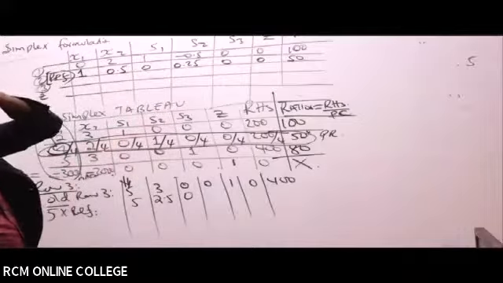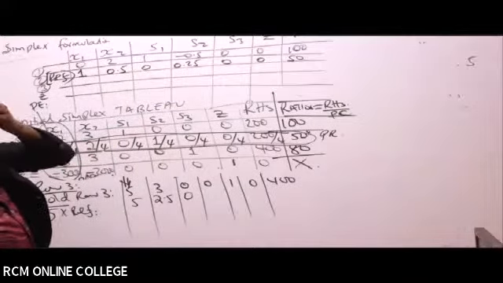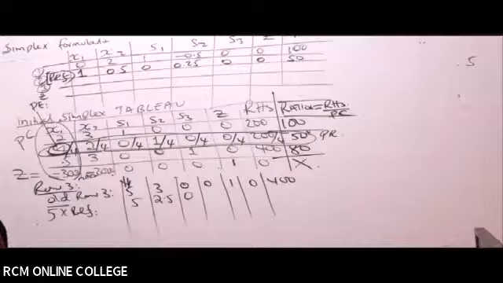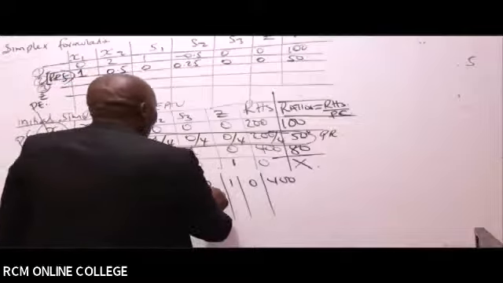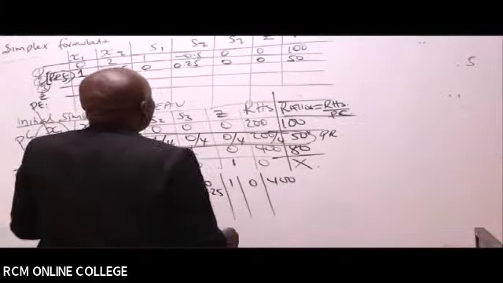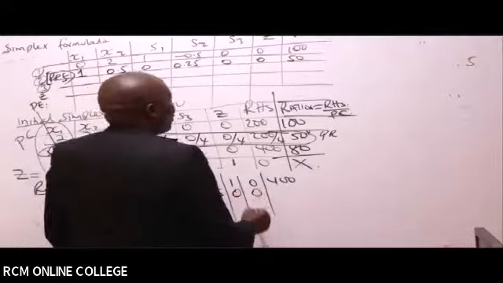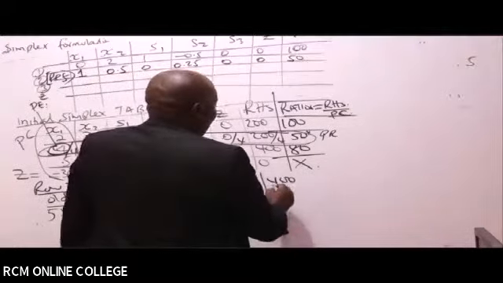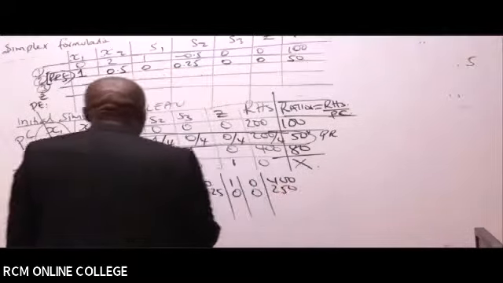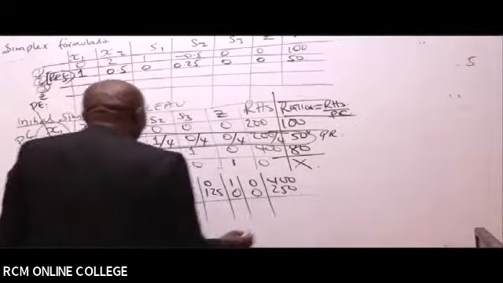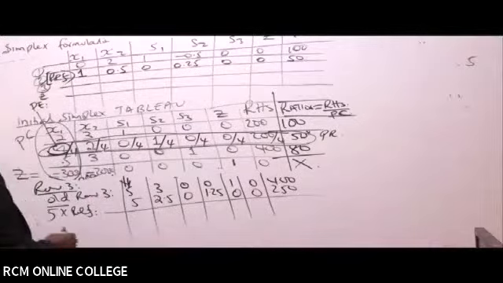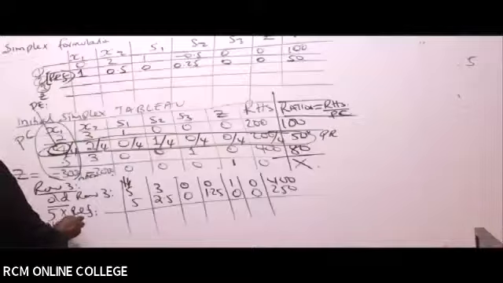5 times 0.25 gives me 1.25. Then we have 0, 0, and then 5 times 50 gives me 250. Do the row reductions now, so that these will give me new row 3.